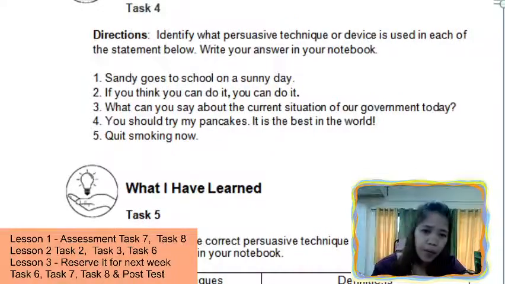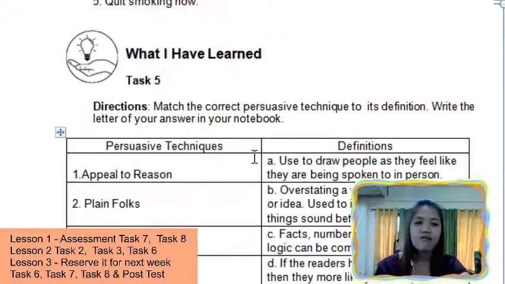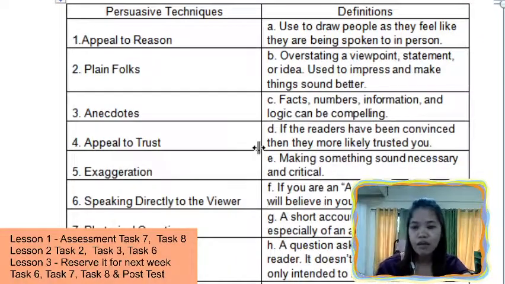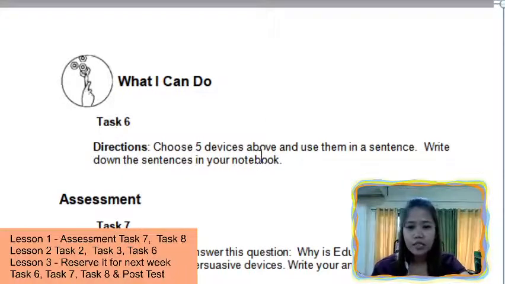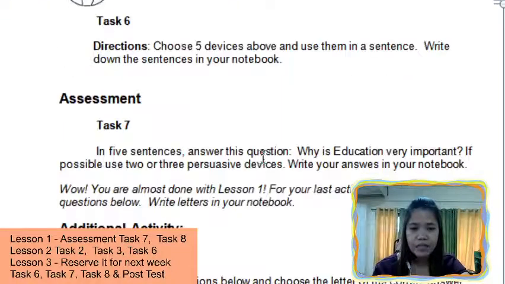For task 4, identify the persuasive technique. Okay, we have the answers in our group. Kindly look into the answers. Eto na. Let's go over task 7. This is very important. In 5 sentences, answer the question, why is education very important? If possible, use 2 or 3 persuasive devices.